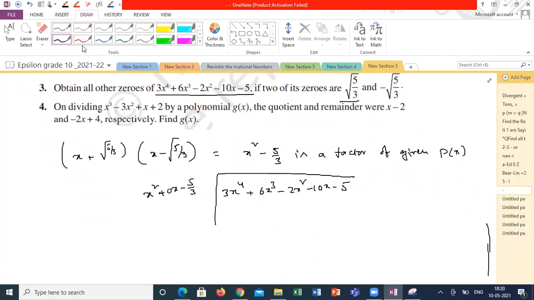I'm expecting the answer from others. What is the quotient? Definitely you should get remainder 0, because these two are factors, and the product of these two factors is another polynomial that is also a factor of the given p of x. So please divide and let me know what quotient and remainder you are getting. If you are getting remainder 0, then it is right.